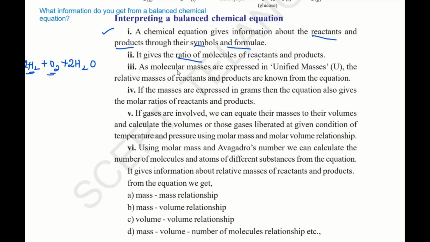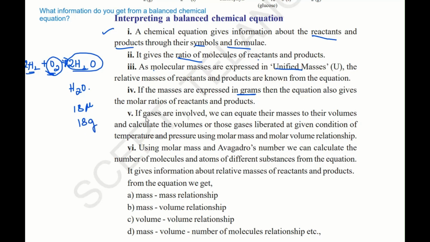The third point talks about molecular masses. We will find out the mass of this molecule, and the mass of the reactants' molecules also we will be finding out, right? And how are these masses expressed? They can be expressed in grams, they can be expressed in unified masses. We already learned, for example, the water molecule, its mass is 18. You can either write it as 18 unified mass or we can also write it as 18 grams, right?